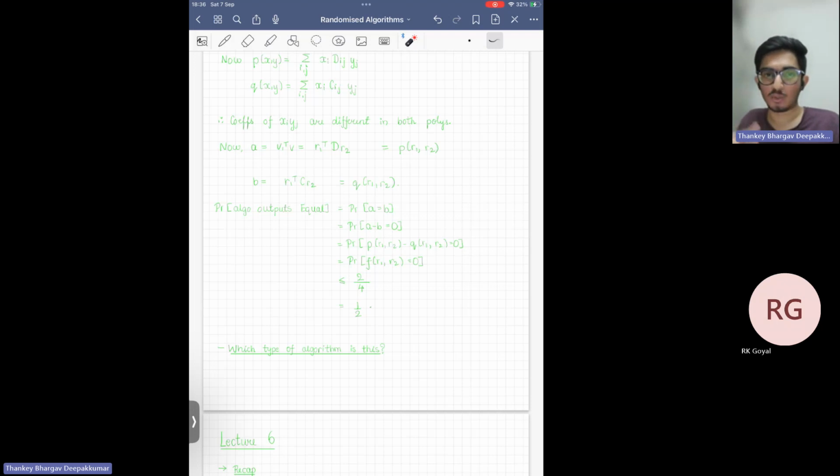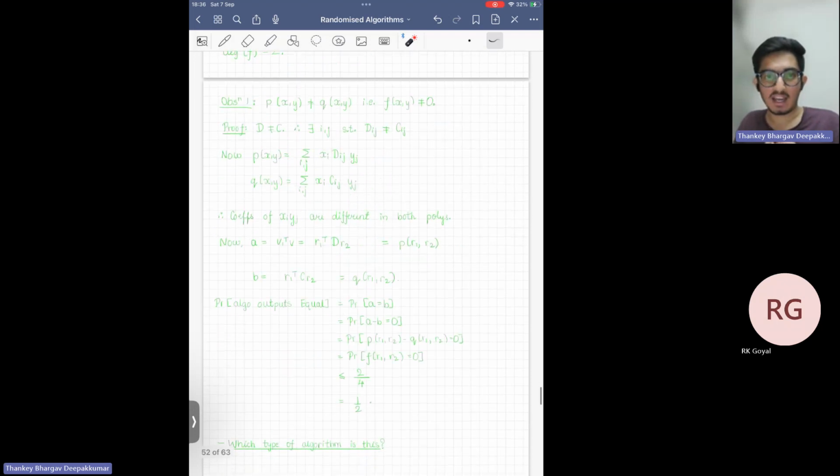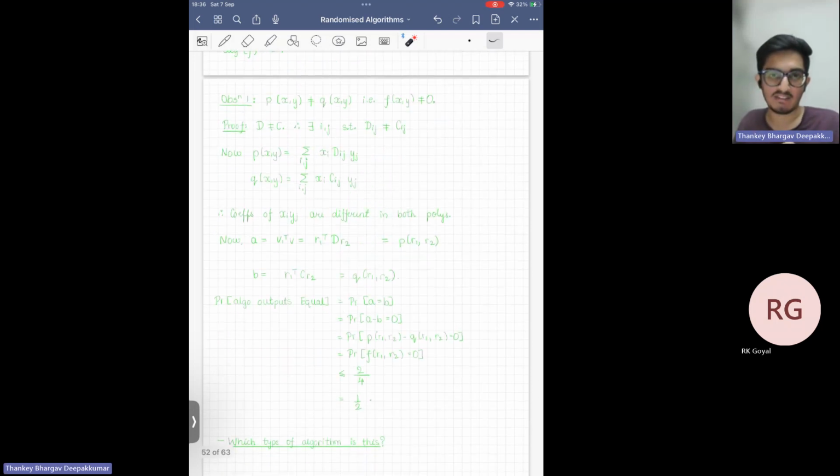So let's say if you were to repeat this root n times, the probability would be 1 over 2 to the root n, right? So the total running time would be n to the 2.5, which is still better than doing the naive matrix multiplication in the determinant algorithm, right?